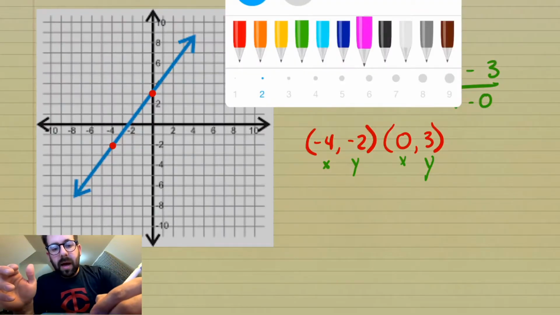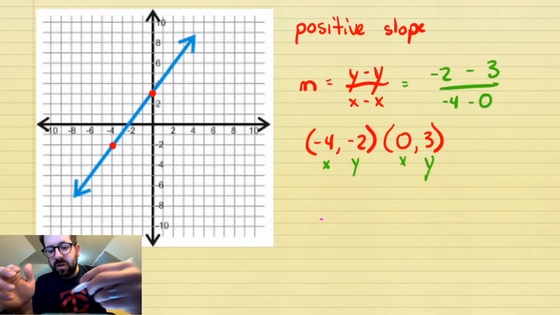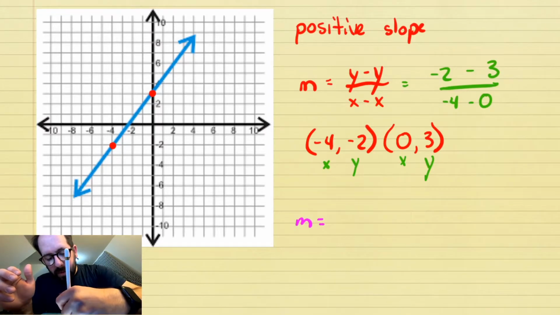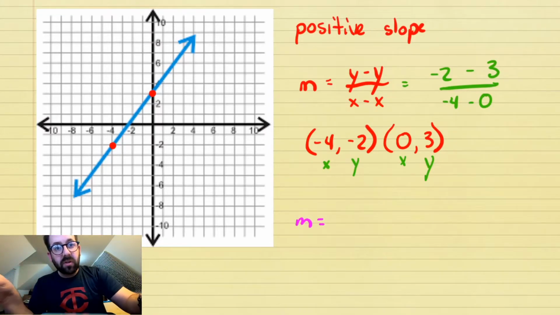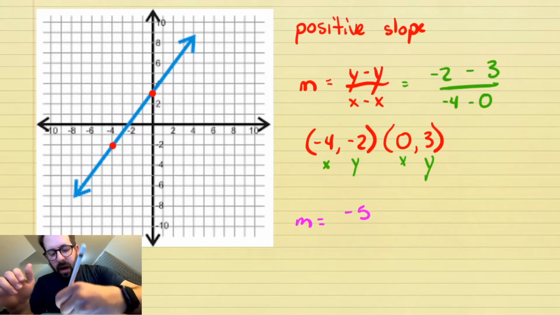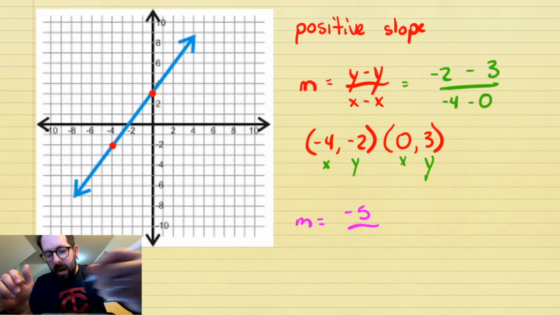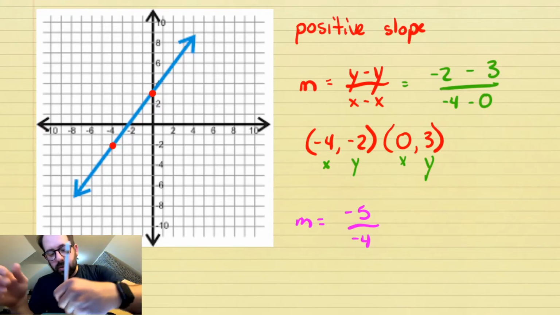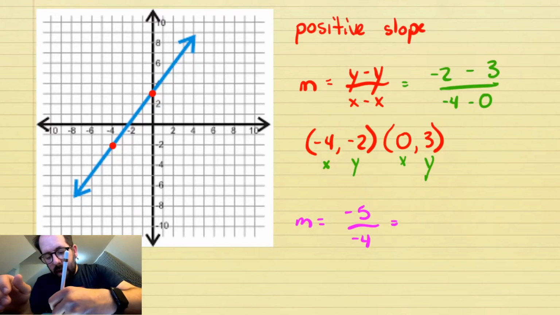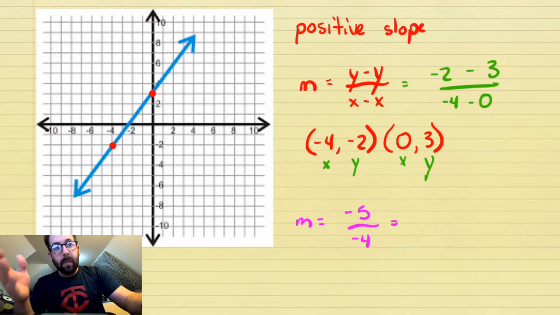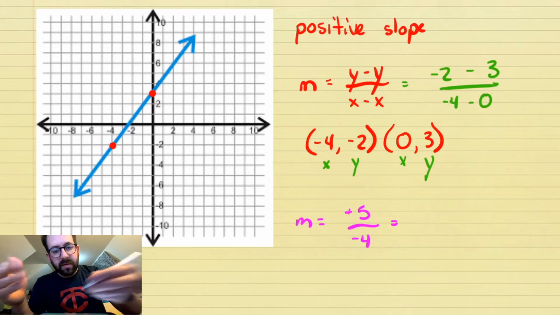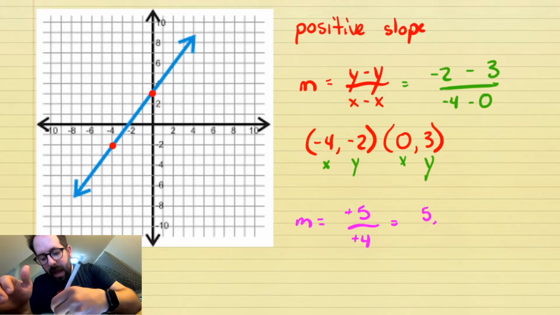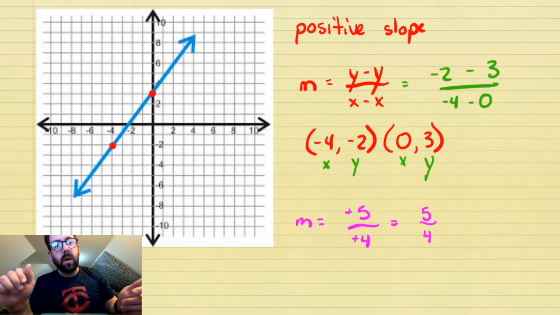And now when we actually do the math here, let's finish this problem out. What we're going to get for my slope, if we take -2 minus 3, is -5 on the top. And then on the bottom, we have -4 minus 0, which would be -4. Both the top and the bottom are negatives, so the 2 negative signs cancel each other out, and we're left with 5/4. And that's your answer. It's a positive slope.